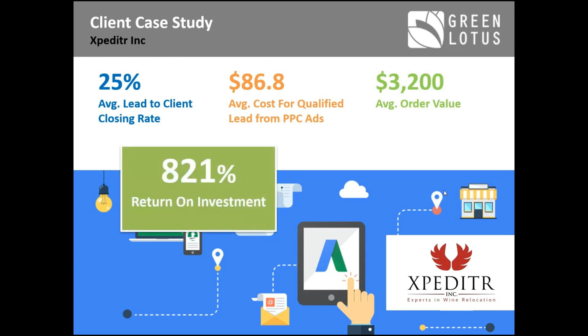And if I want to put that in numbers, I would say that they made 821% return on investment. That means for every dollar they put online, they got more than $8 back. And this is pretty much how digital marketing works. You want to get to that number. How much am I getting back for every dollar I put online?